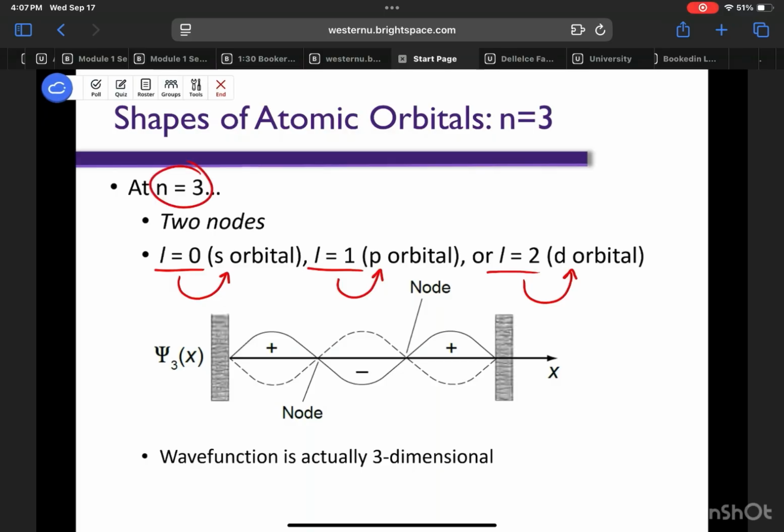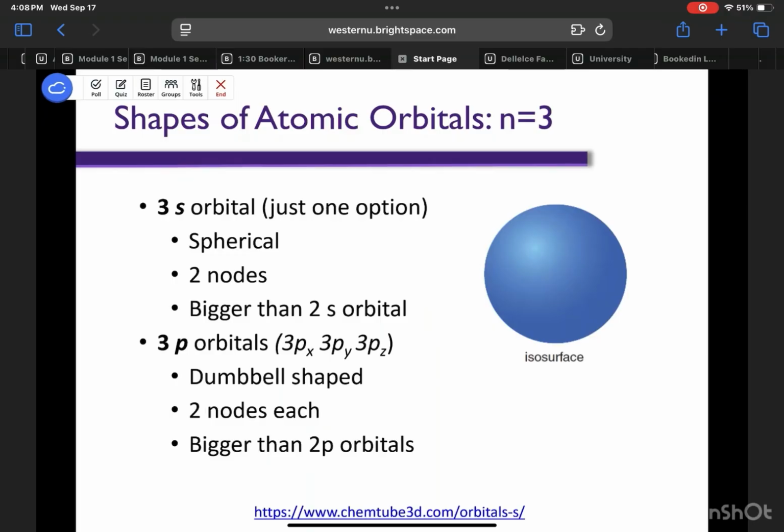Since the principal quantum number is 3, 3 minus 1 is 2, we're expecting to find 2 nodes in each of these orbitals, and they're going to look different. So let's start with the 3s. Now here in your workbook, we don't actually give you the plot of the psi function and the density plot.